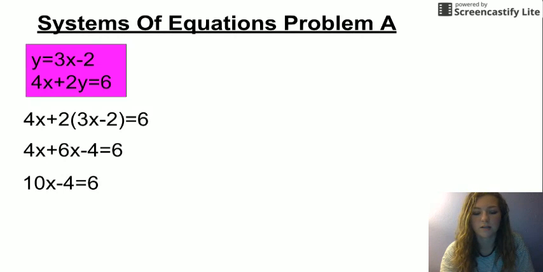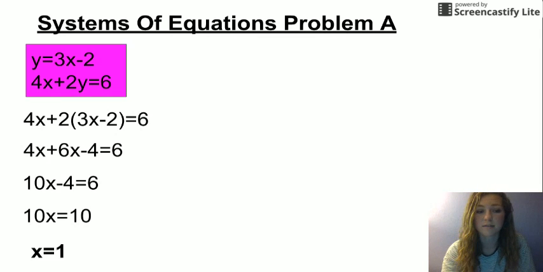And we need to isolate the variable. So we're going to add 4 to both sides, leaving us with 10x equals 10. And so we still need to isolate the variable. So we're going to divide both sides by 10, and that leaves us with x is equal to 1.